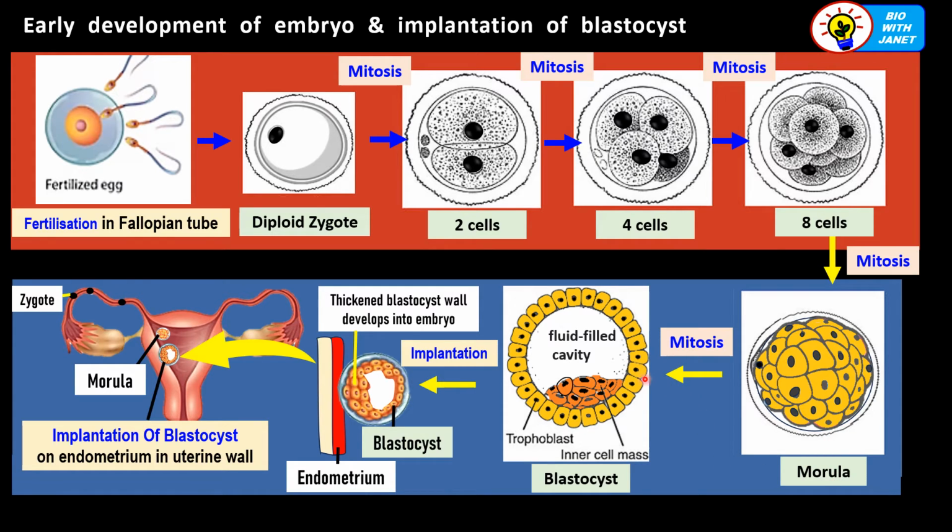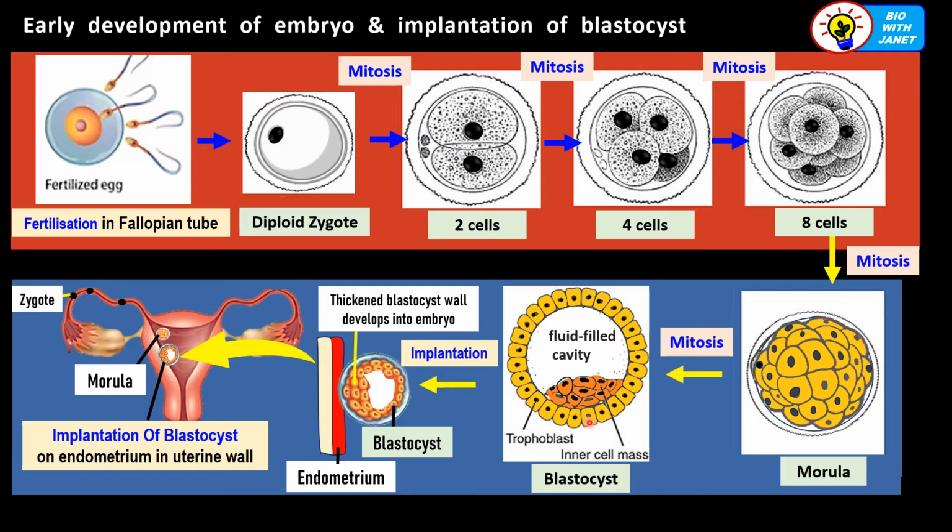The morula then undergoes mitosis to form the blastocyst, which is different because it has a fluid-filled cavity compared to the morula, which doesn't have a fluid-filled cavity. So this is a close-up picture of the blastocyst. We can see that it has 3 parts. The first part is the trophoblast, the outer layer of cells. This trophoblast will be implanted into the endometrium here, and it will develop to form the placenta, which is the site of exchange of substances between the embryo and the mother.